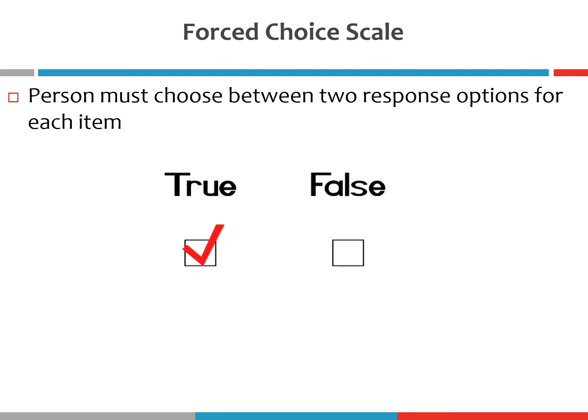So for example, with a forced choice scale, your respondent is going to be forced to choose between two different response options for each item, for example, true or false. But there's an obvious problem with this type of scale, and that's that it's not very sensitive. It doesn't allow us to get much information about the degree to which someone, for example, agrees with a statement, because it's simply a yes or no thing.